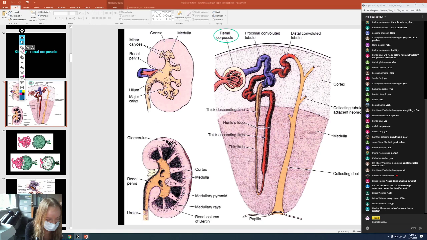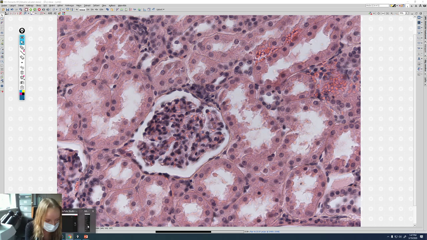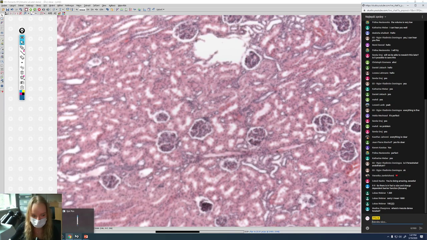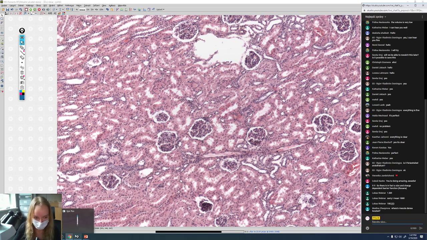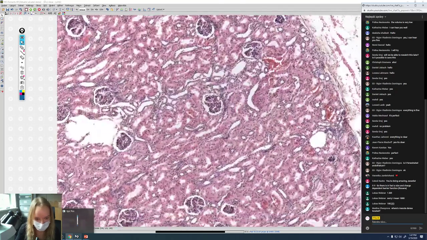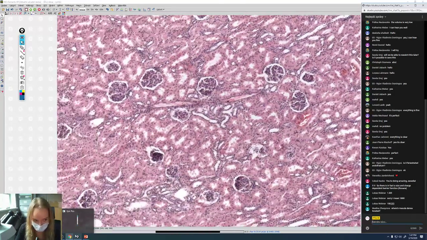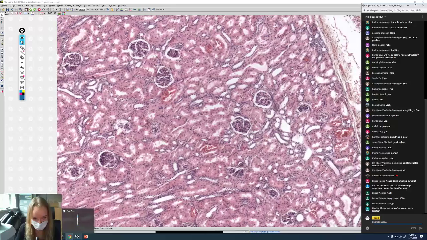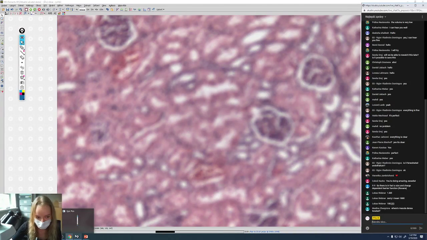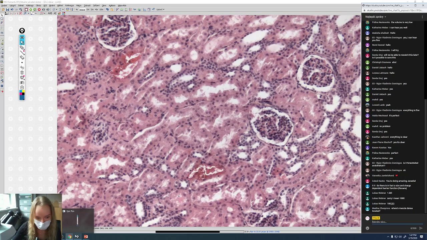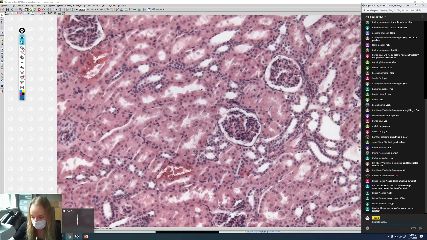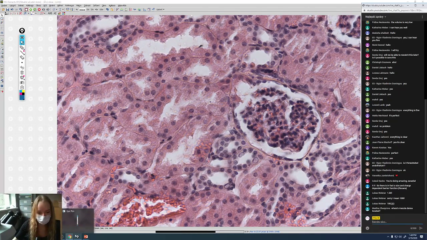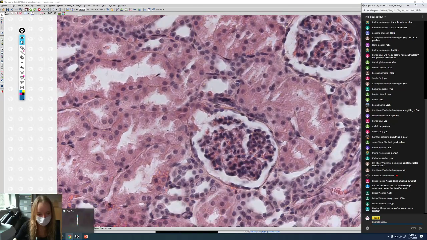So let's see. Right here. Okay. So right here we can see renal bodies everywhere. We certainly are in the cortex of the kidney. So I'm just going to go somewhere here. I'm going to look at it more closely. More. I need to see that. And yes, I can see it pretty clearly right now.